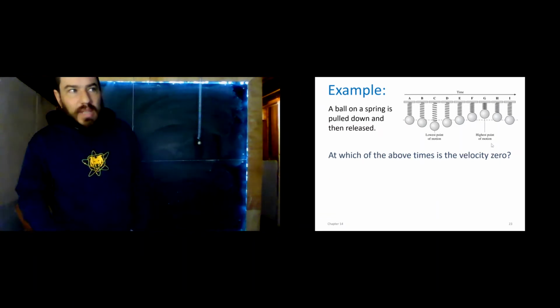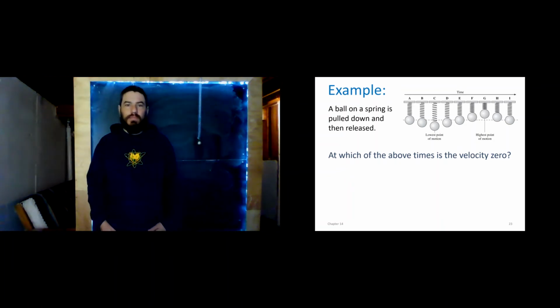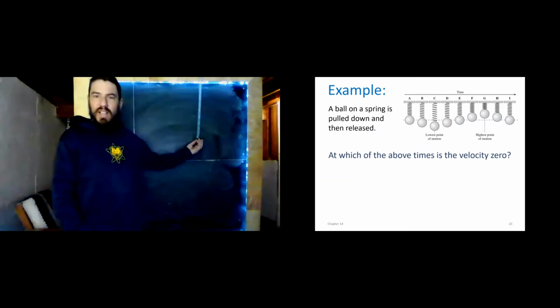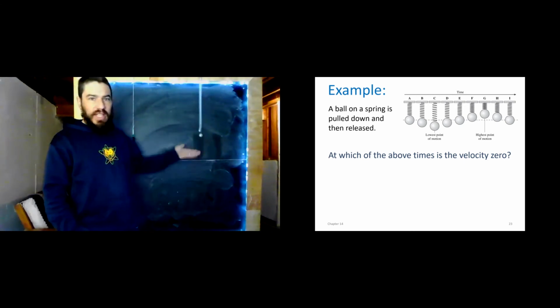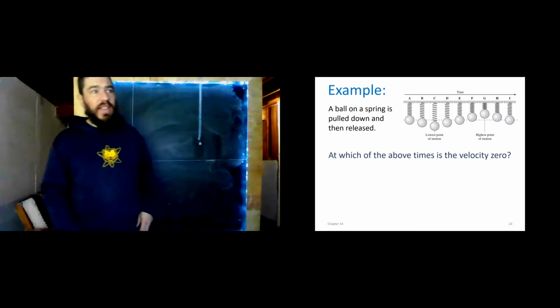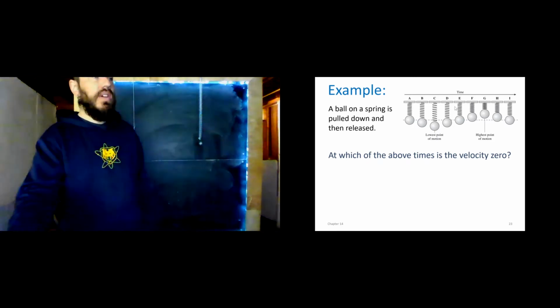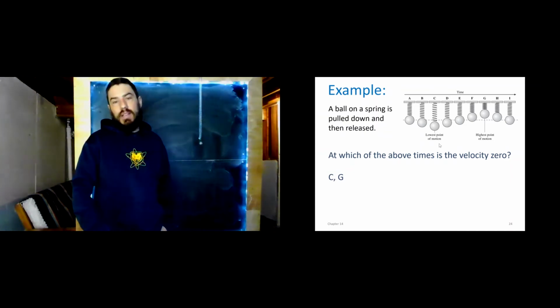At which of the above times is the velocity 0? Okay. When is the velocity 0? Well, the velocity is 0 when the object stops briefly and changes direction. Recall that those are called the turning points. In this picture, I only see 2 of those. C and G are the turning points. That is where the velocity is 0.